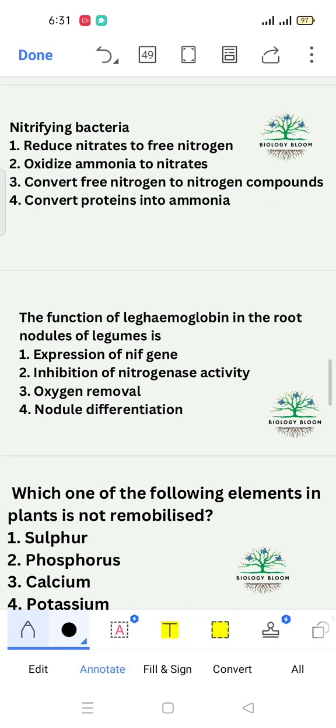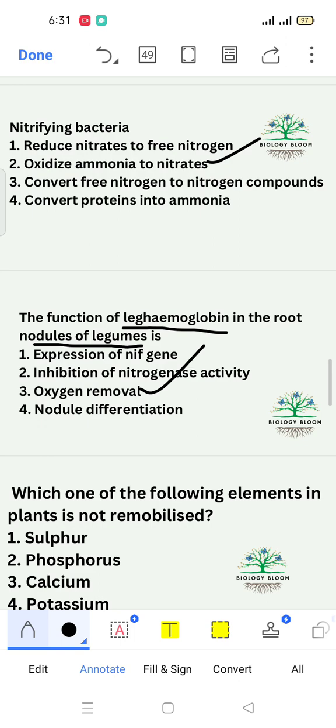Next is: nitrifying bacteria reduce nitrates to free oxygen, oxidize ammonia to nitrates, convert free nitrogen to nitrogen compounds, convert proteins into ammonia. So option 2 is the right one. Nitrifying bacteria, like Nitrosomonas, oxidize ammonia to nitrates. The function of leghemoglobin (LHB) in the root nodules of legumes is oxygen scavenging, means it removes the oxygen. Option 3 is the right one, oxygen removal.